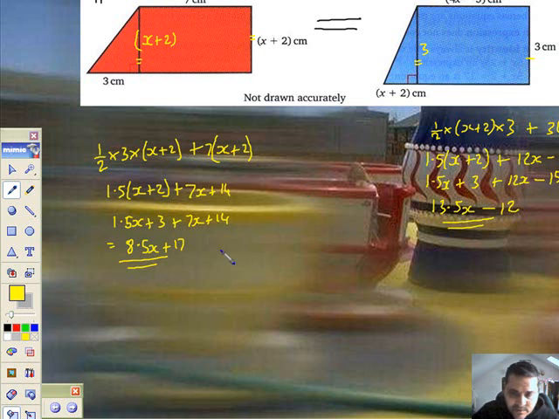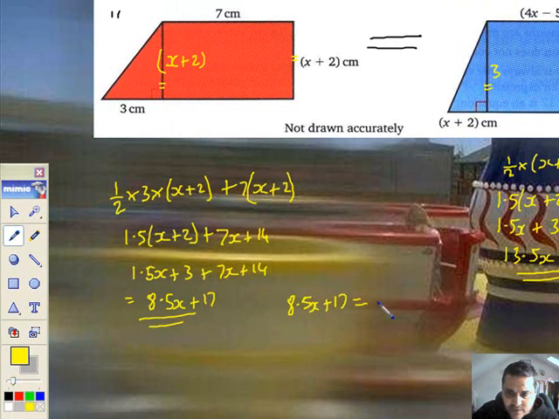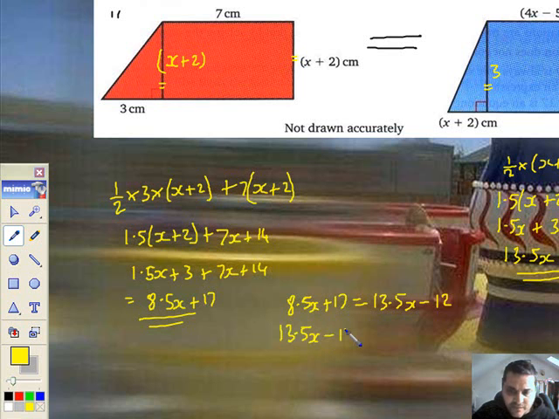So let's have a look, I've got to combine these somehow. I'm going to try and make it all fit down there. So I've got 8.5x plus 17 equals 13.5x minus 12. So I'll rather write it around the other way, having the larger number of x's on the left. So 13.5x minus 12 is the same as 8.5x add 17. So I'm going to bring my 8.5x over here and subtract. And the 17 hasn't moved. Now I'm going to add on the 12, it's minus over there, bring it over here and add.